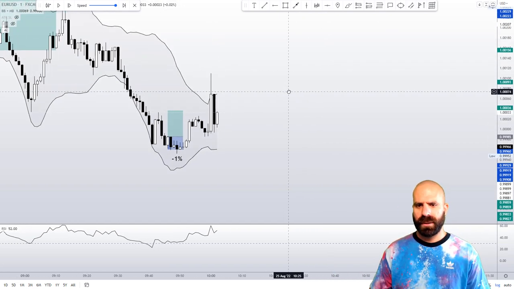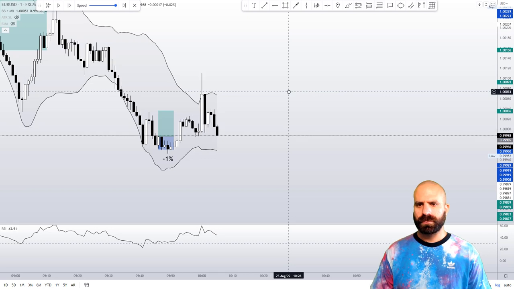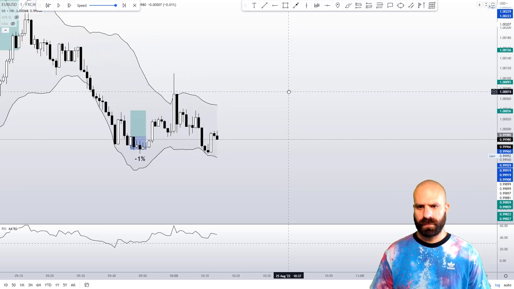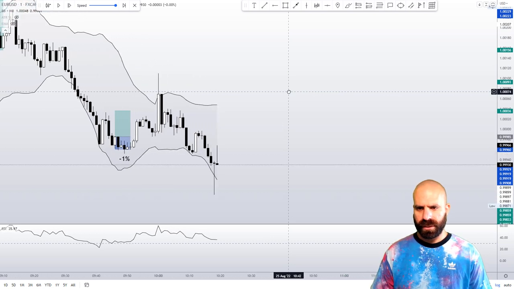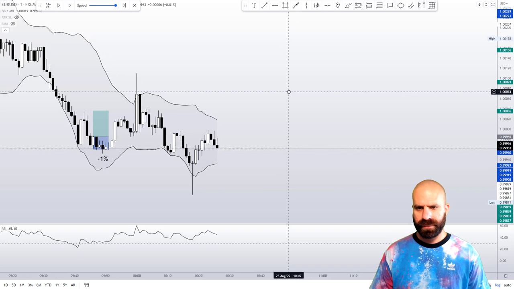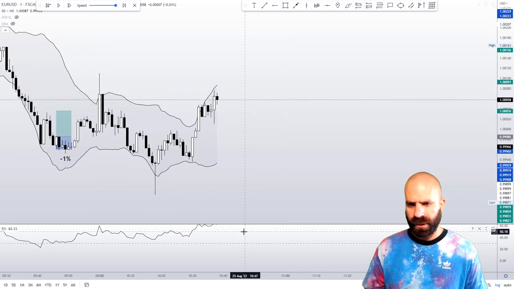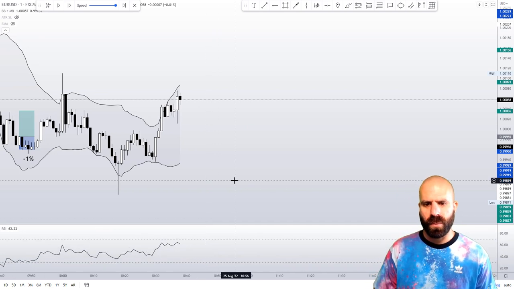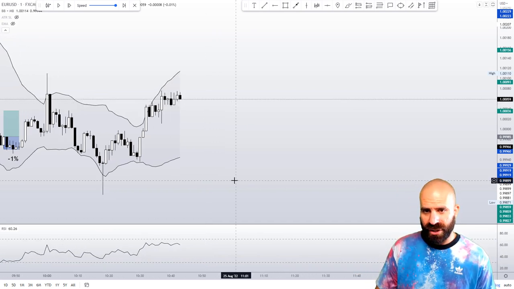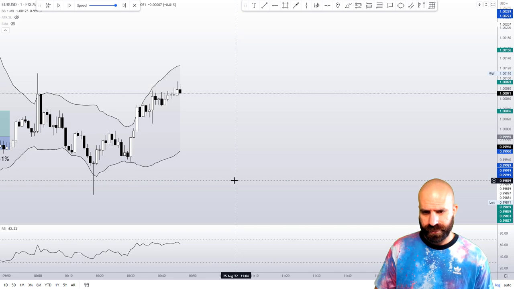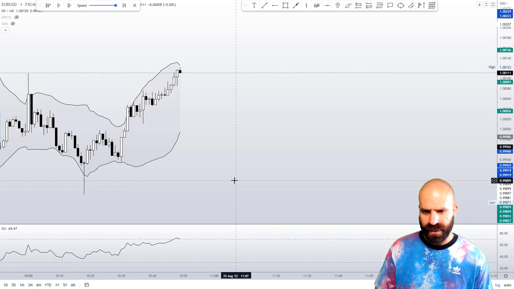Yeah, you see how it went. We have a touch, but nothing here. This looks like a consolidation. Let's see if we get some more regular divergence right here. Okay, nothing yet.